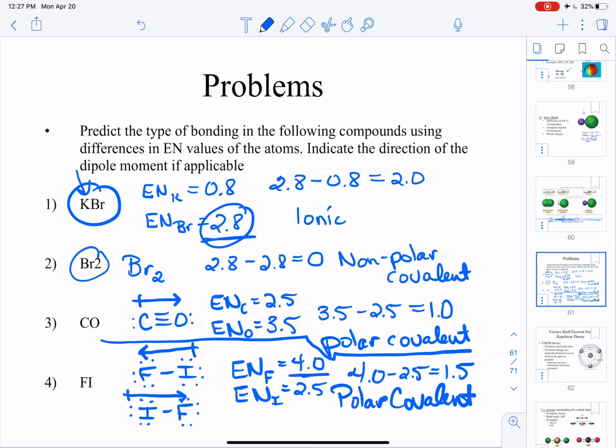Okay, so that is electronegativity. And in the next lecture, we're going to get to VSEPR theory, which is valence shell electron pair repulsion, and we're going to talk about the geometry of molecules. And then we're going to put the electronegativities together with geometries, and we are going to take a look at molecular polarity. But that's next time. So see you guys then.